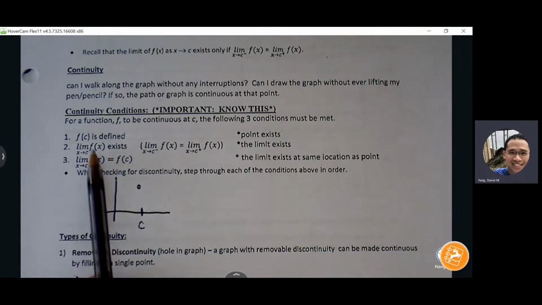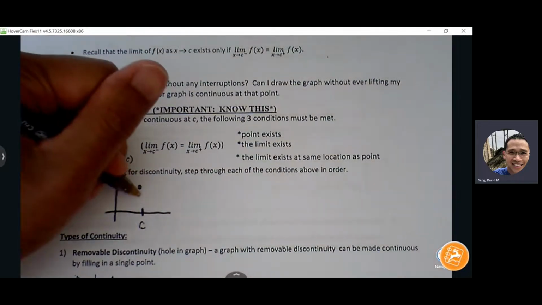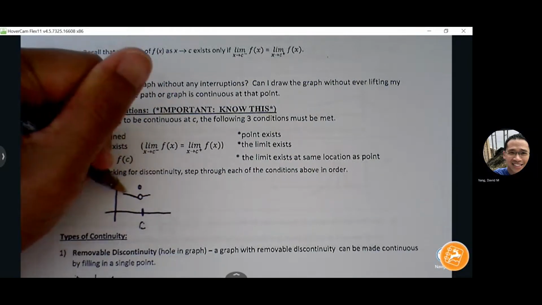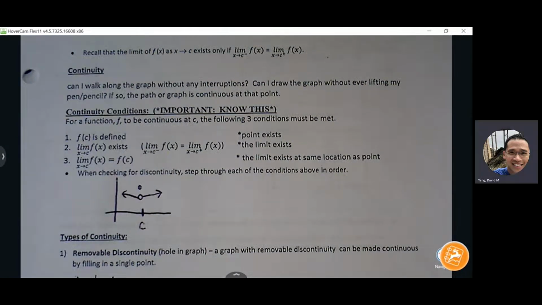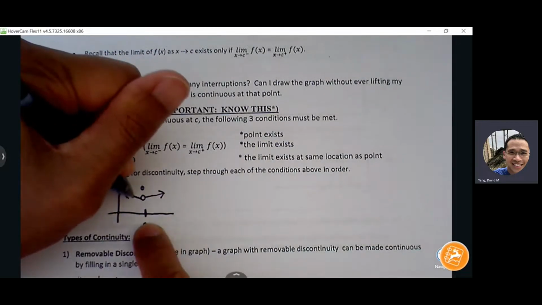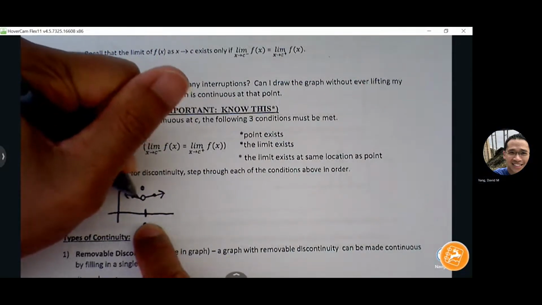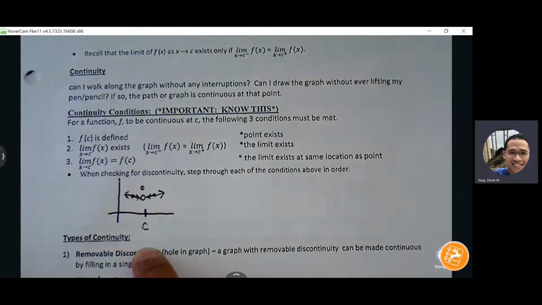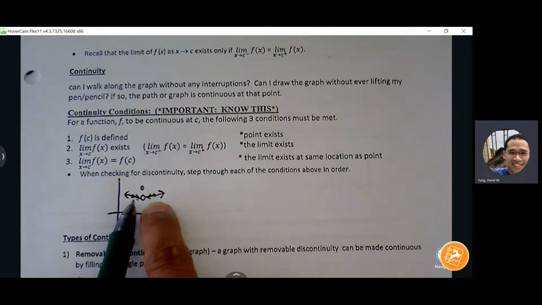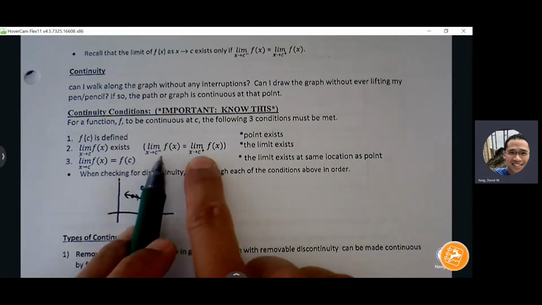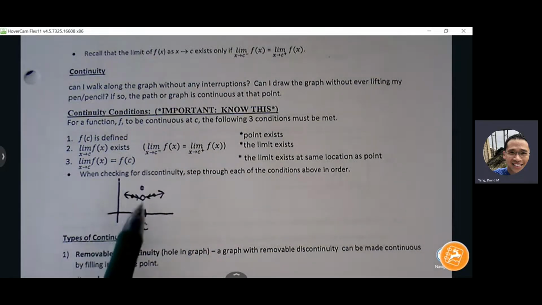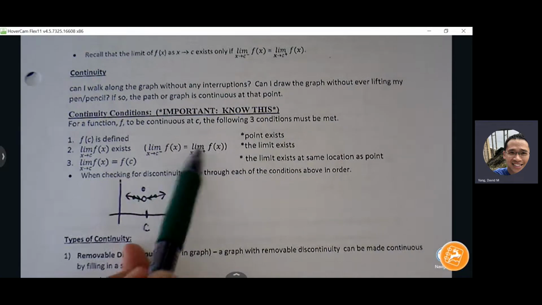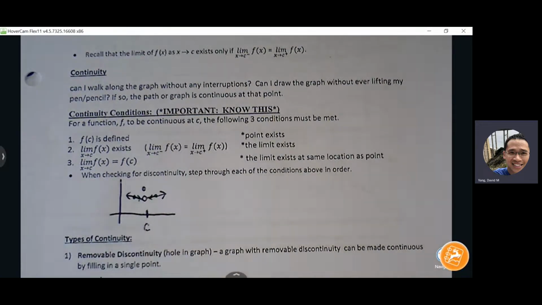Second, I'm going to create a situation where the limit exists. So maybe I'll start off with a hole, and I'm going to extend the graph in both directions. We can say the limit definitely exists because if I pick points on either side and head towards c, the arrows are obviously moving in the same direction. They're headed towards the same y value, and these arrows can be demonstrated by these notations. Limit as x approaches c from the left side of c, that's what this arrow is doing. Limit as x approaches c from the right side of c, that's what this arrow is doing, and they're obviously pointing to the same y value.